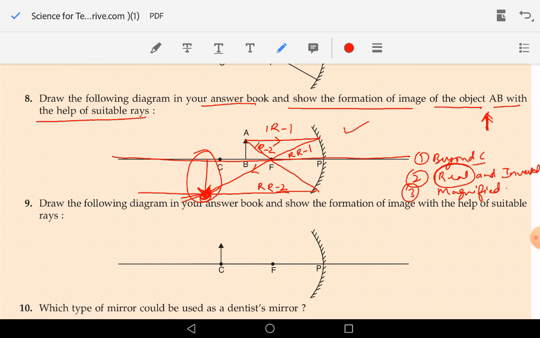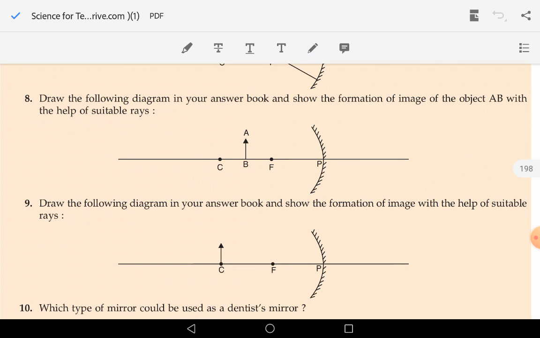Draw the following diagram in your answer book and show the formation of the image with the help of suitable rays. Okay, so like we can see, the object is again the arrowhead, and it is kept at the center of curvature. So again we will make use of two rays. This is the first incident ray of light, and it is parallel, so now it will pass through the focus.